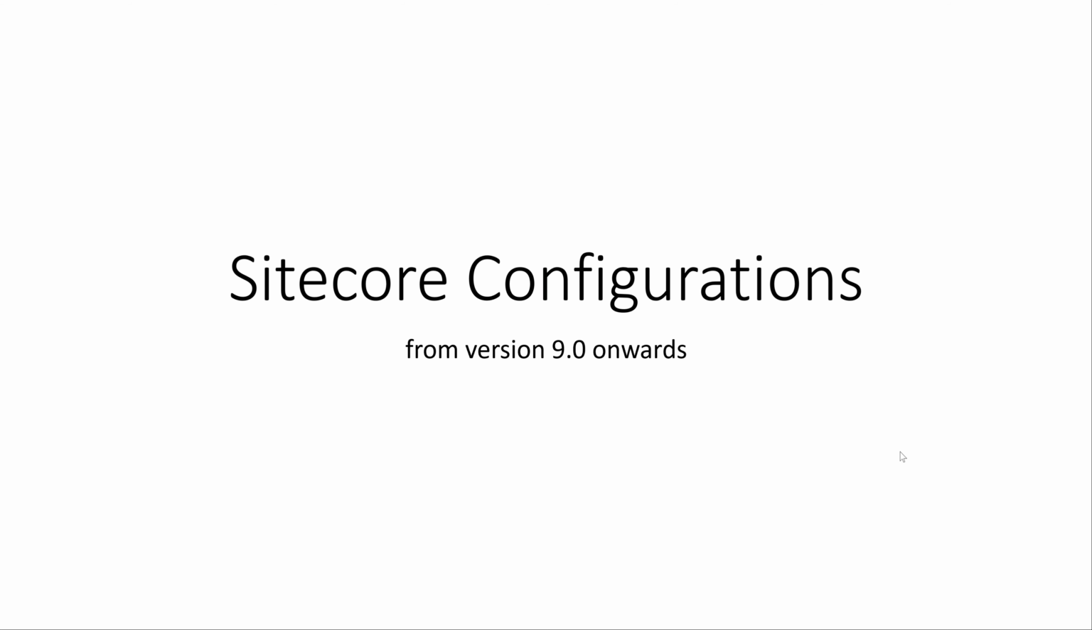First of all, when we are talking about configurations in Sitecore 9 and above, there is a concept introduced called rule-based configurations. That means you can have some rules, and based on those rules, what configuration needs to be enabled or disabled can be decided. It's a kind of rule we are defining.